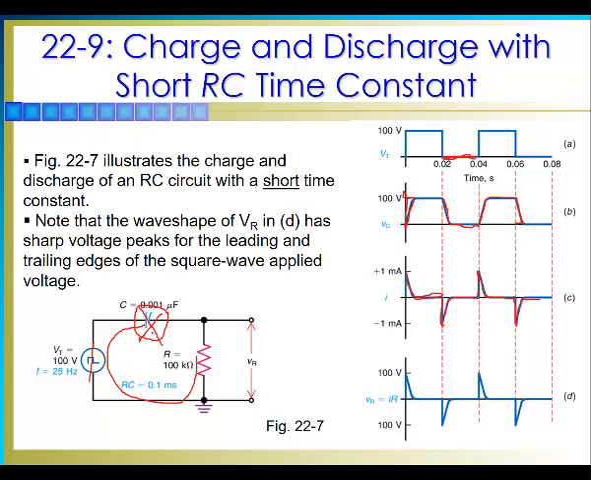And the voltage on the resistor basically behaves in the same manner as the current, because remember, the current and the resistor voltage are in phase, so they're proportional. Whenever the current is high, the voltage will be high because the resistance is constant. So we have high current, we have high voltage. We have no current, we have no voltage on the resistor, and so on.